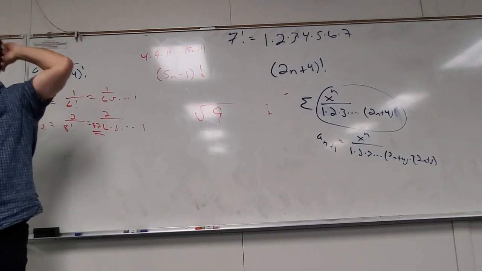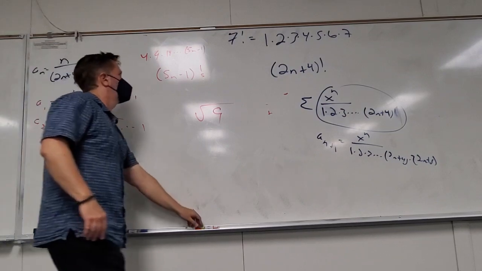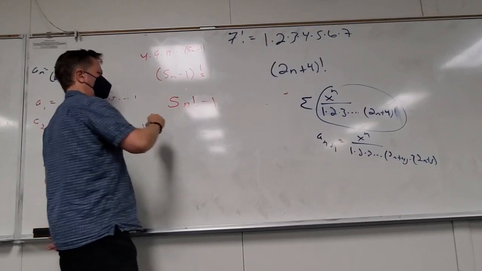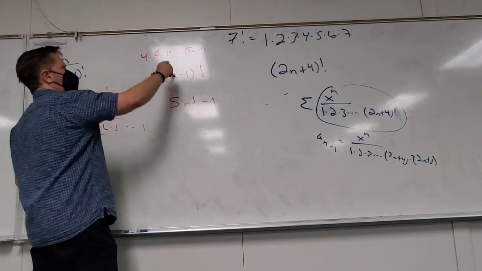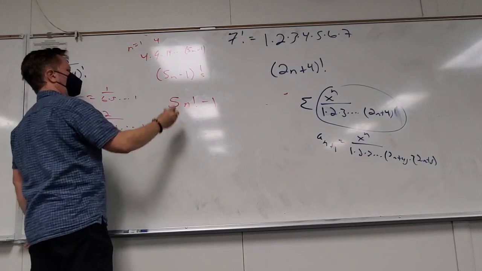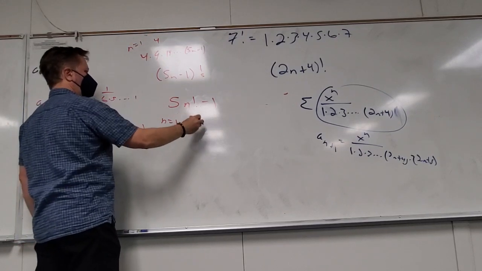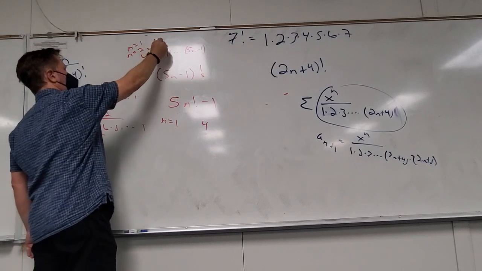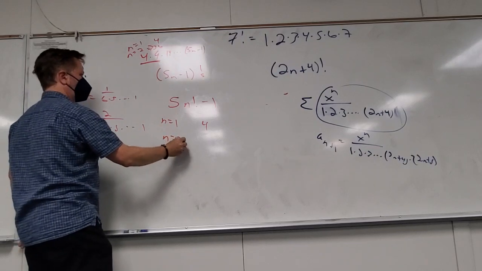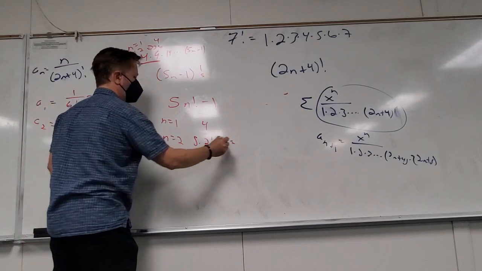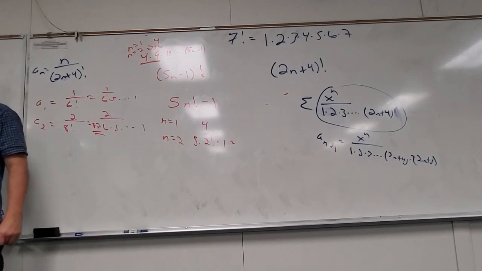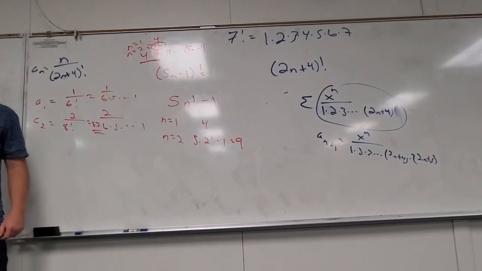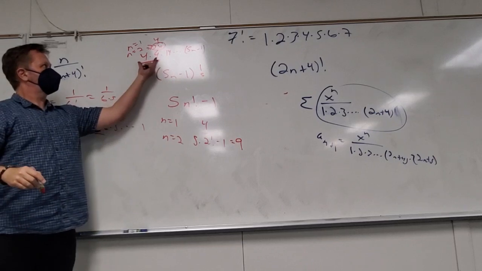Could you write 5 times n factorial minus 1? Let's see. You mean like this? Well, let's try this out. So when n is 1, I get 4 here, right? When n is 1, what do I get here? I get 4. I love it. When n is 2, what do I get here? 36. When n is 2, what do I get here? 5 times 2 factorial minus 1. So I see what you're doing. You do get 9, but you're supposed to get 36, right? Do you see? Because the second term should be both of these multiplied.